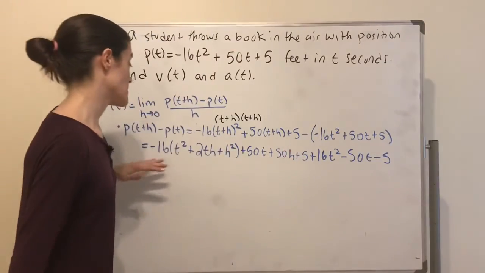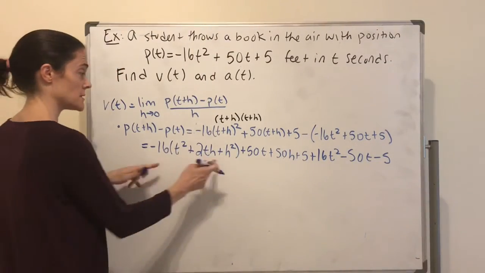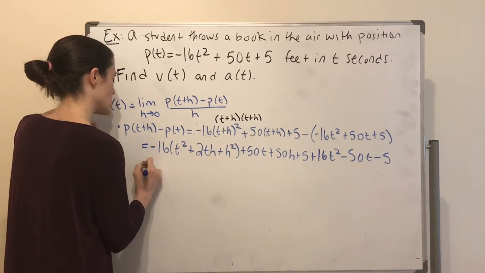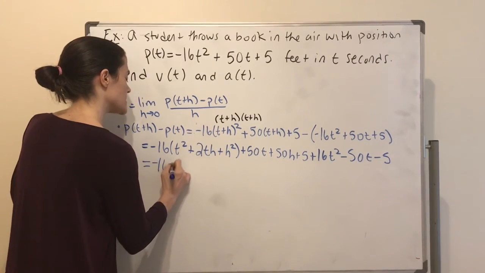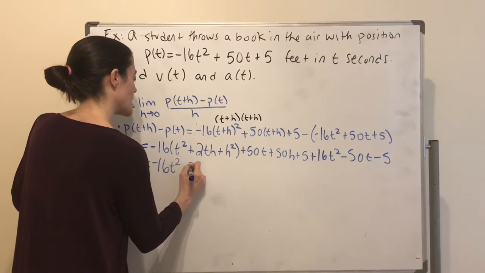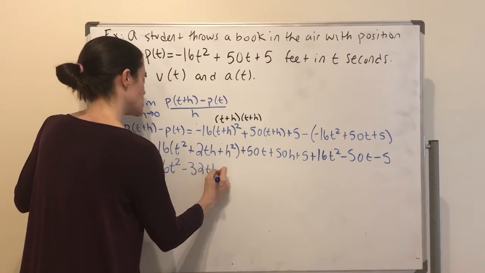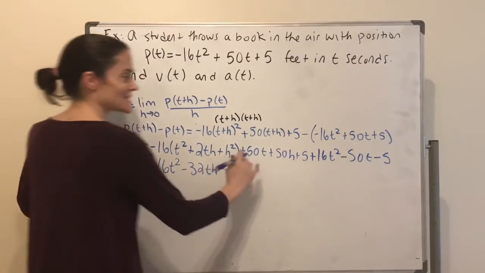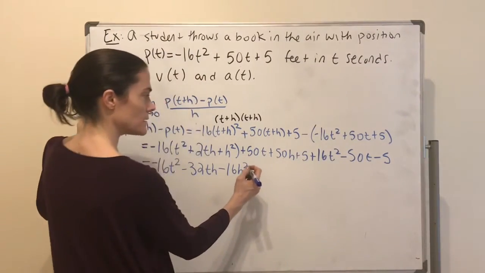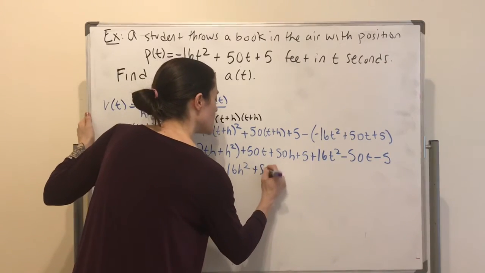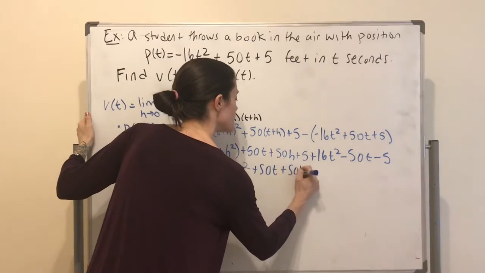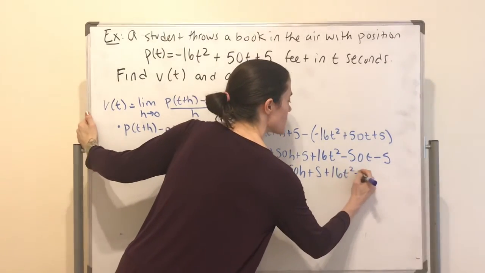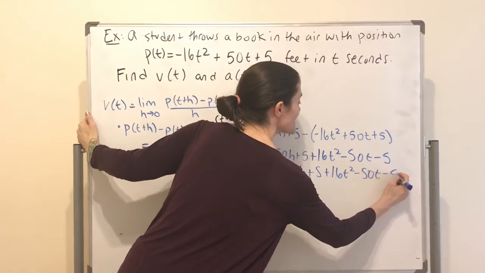Let's go ahead and multiply out this first part to one more step before I start simplifying. I have minus 16t squared. I have minus 32th. I have minus 16h squared. And then I can just recopy everything from above. 50t plus 50h plus 5 plus 16t squared minus 50t minus 5.